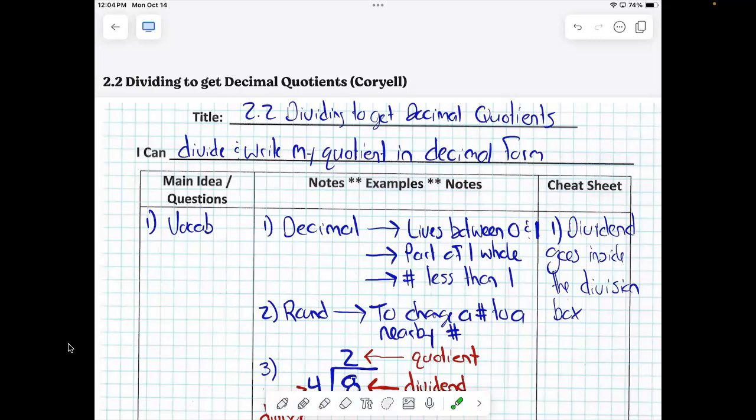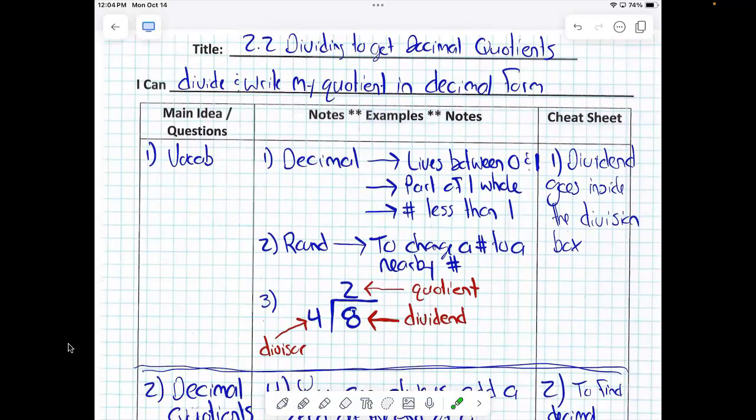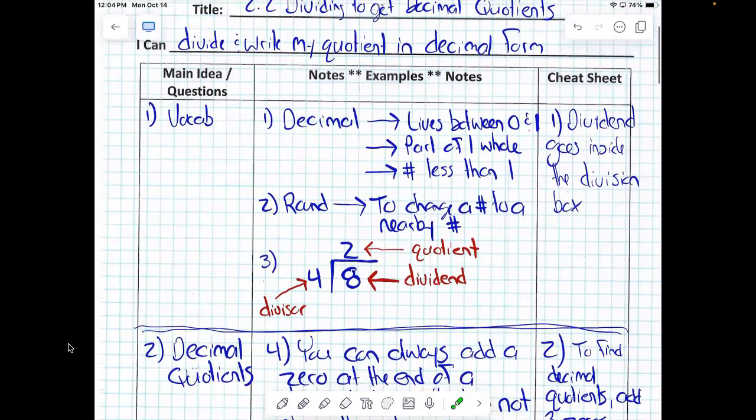Yes. You guys know what a decimal is? Yes. You know what to round is, right? Yes. All right, so we know all this. Real quick review though. Here's my division problem.